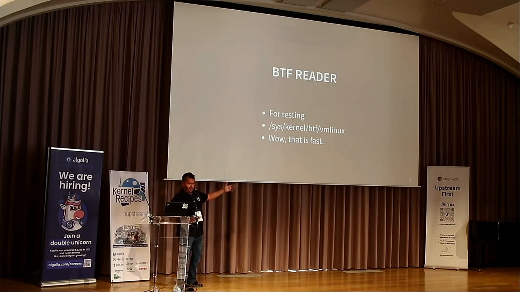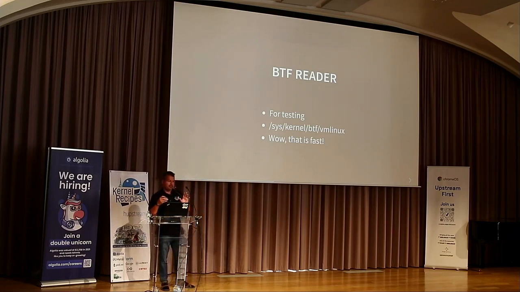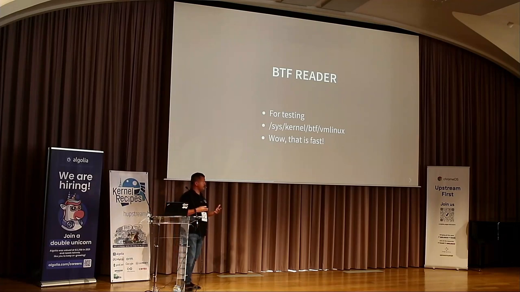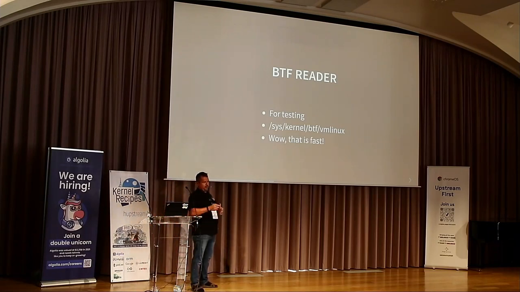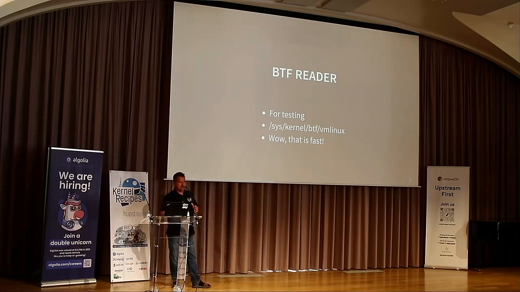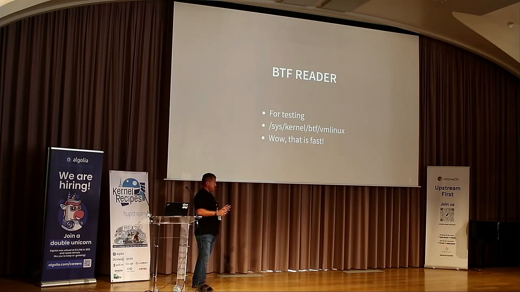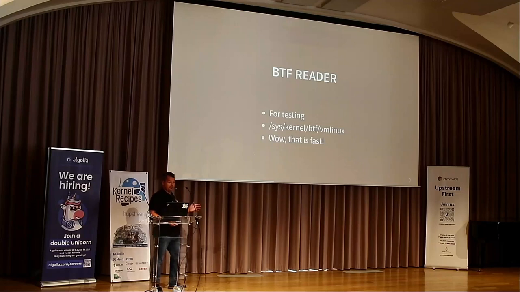Where libbpf and other consumers can access it and get the information for all the types in the Linux kernel. This file nowadays is about 3 megabytes. Over the last 3 or 4 years some new features were added that made it a little bit bigger over time, but it's in the ballpark of 3 megabytes. So processing it is really fast. It's in kernel memory, so it's really fast.